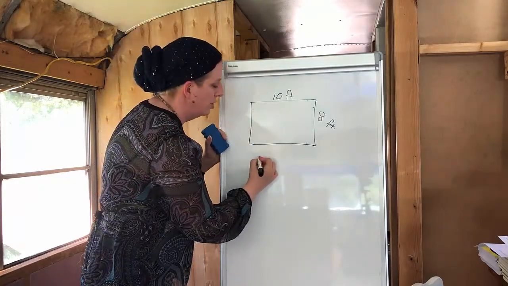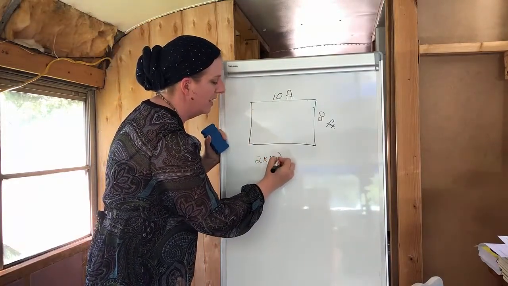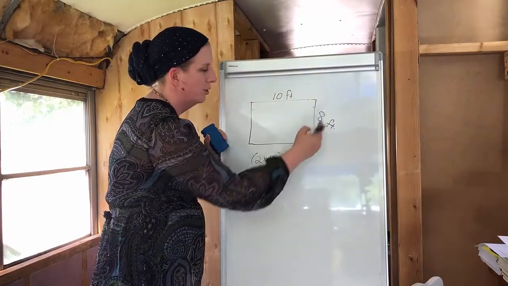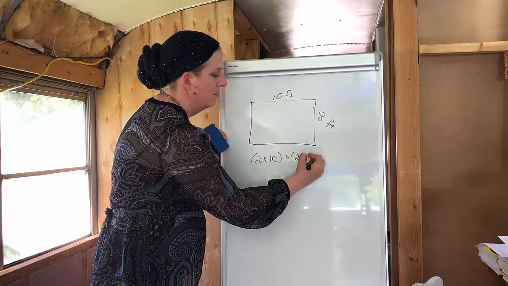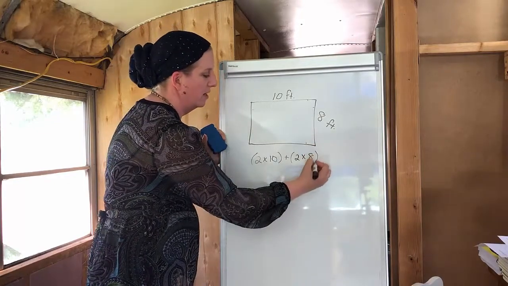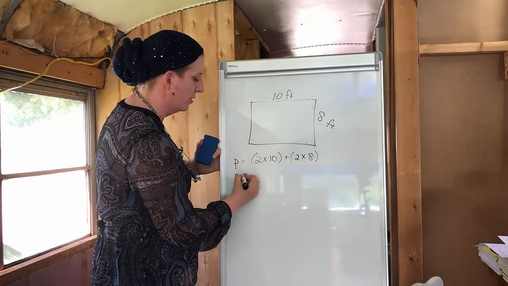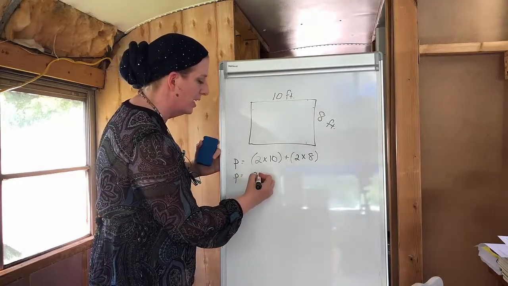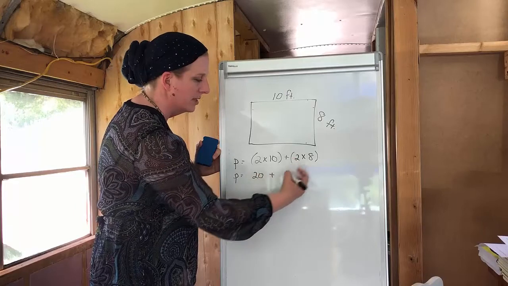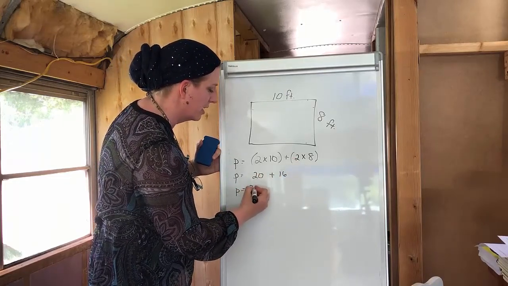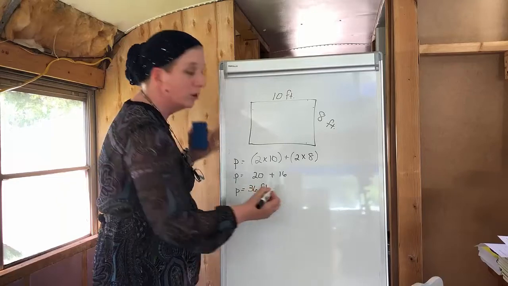So you would do 2 times 10, right? Because this wall and this wall are 10 feet, plus 2 times 8. Because this wall and this wall are 8 feet. So for perimeter, you would figure that out. You would solve the parentheses first. So 20 plus 16. So you would need 36 feet of molding.